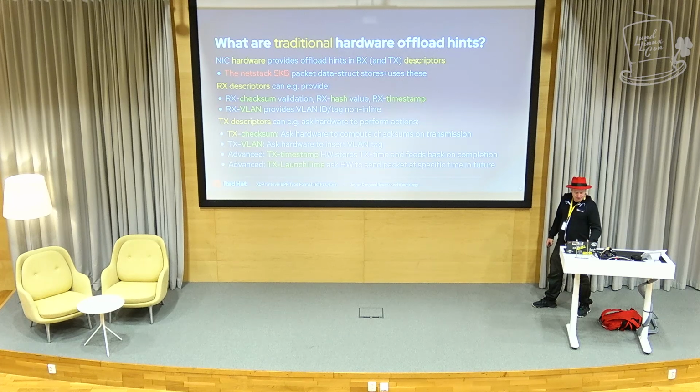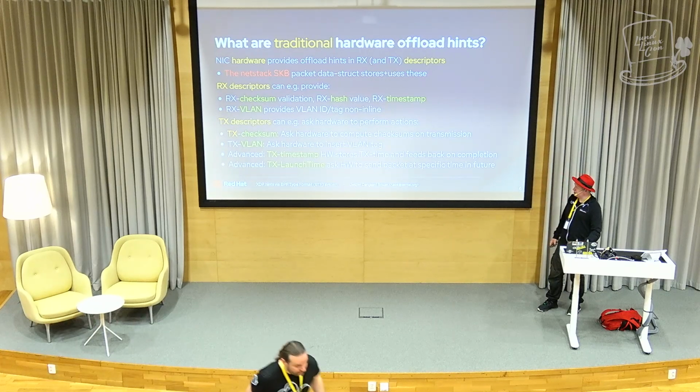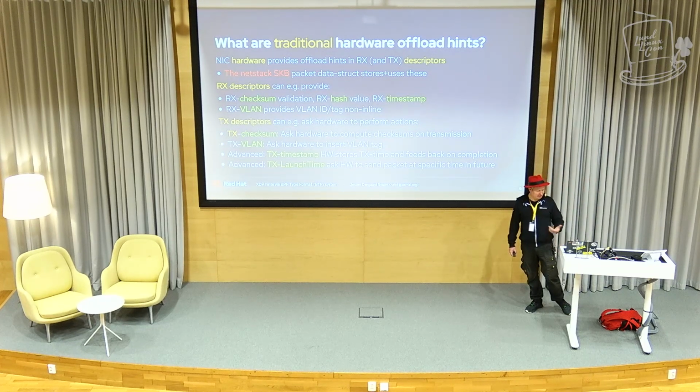So we have the receive descriptors, we have the traditional receive checksumming, we have the receive hash, we have also receive timestamping, but not for all frames, mostly for PTP frames, for instance. We also have the VLAN can be offloaded. On the transmit side, we can ask the hardware to perform some actions for us. The most common one is asking for the hardware to do a checksum for us. We can also put in the VLAN tag without having to put it into the packet header. We can just put it into the descriptor, and the hardware will take care of that.